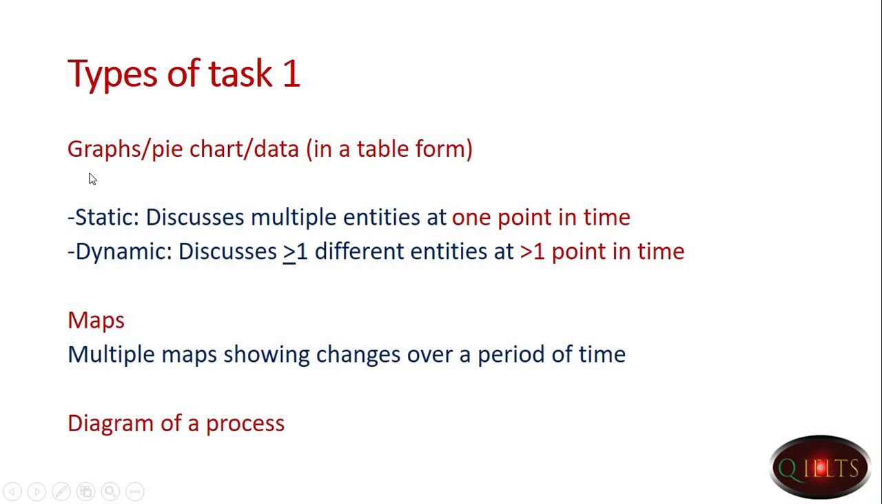So, there are around 3 types of Task 1. The first being that you might get a graph or a pie chart or some data in a table form. There are 2 presentations for these types of questions. The first can be static and the second is dynamic. Static means that you will be given all the information at only one point in time, whereas dynamic means that you will get information at multiple points in time and you will have to describe the figure accordingly. Then you might get a map, and the map can be multiple maps showing changes over a period of time. And the third type of question that you might get is the diagram of a process.